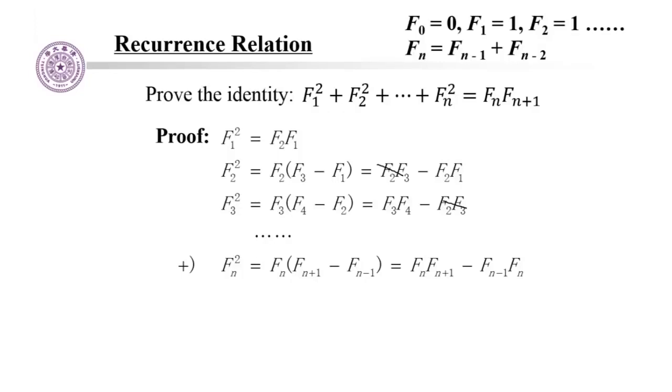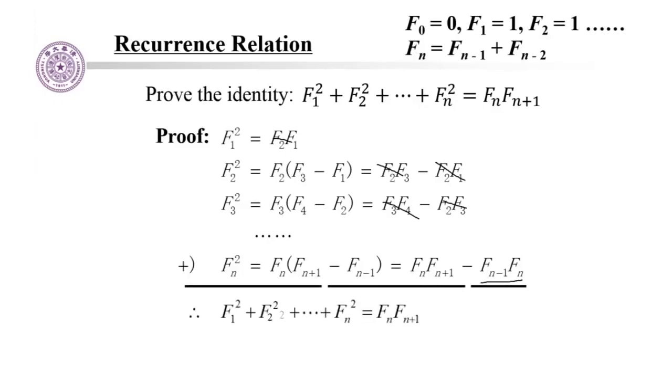For the right-hand side, we discover that f2 times f1 and f2 times f1 are eliminated. f2 times f3 and f3 times f2 are all eliminated. Only the last term, fn times fn plus 1, remains. So after adding them up, we get the equation f1 squared plus f2 squared until fn squared is equal to fn times fn plus 1. So we discovered that this recurrence relation could help us to prove Fibonacci identities.